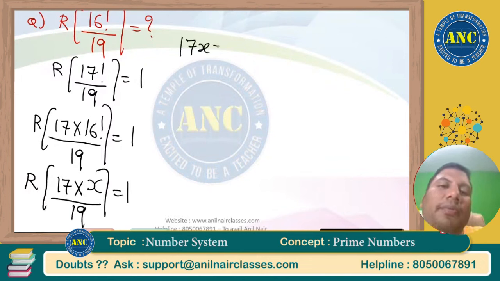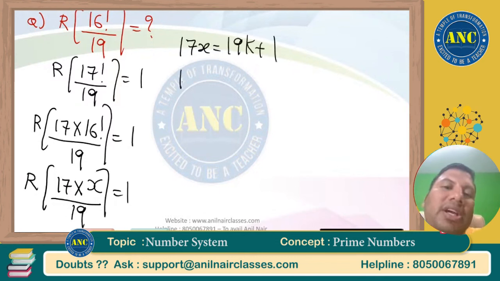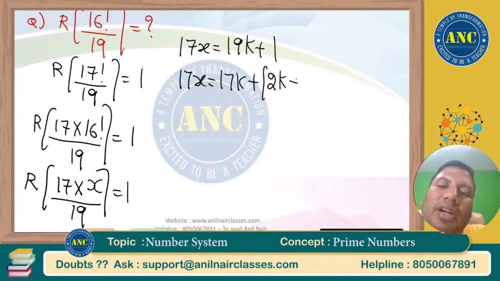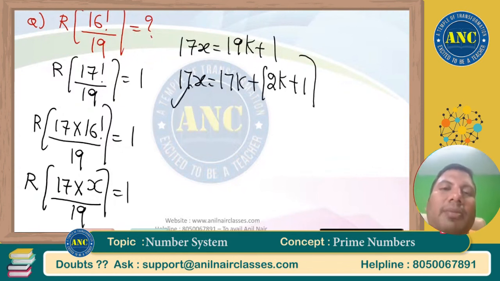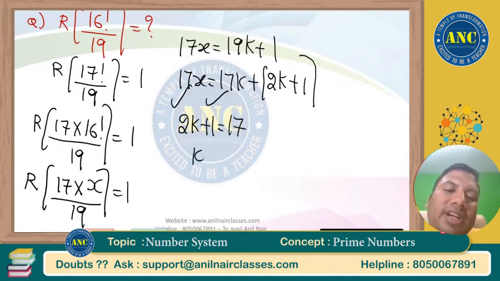Dividend equals divisor times quotient plus remainder. 17x is equivalent to 17k plus 2k plus 1. 17x is divisible by 17, so 2k plus 1 should also be divisible by 17. The value of k is 8.